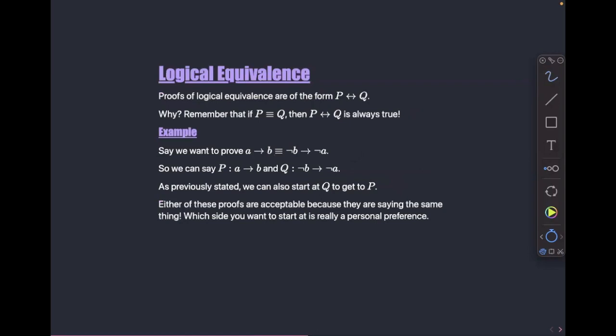And again, another very common one is our logical equivalences. So this is another biconditional proof. Say you wanted to prove that A implies B is equivalent to not B implies not A. Then you just make your P be A implies B and Q be not B implies not A, and then you can either start at P and get to Q, or since this is a biconditional proof, you could also start at Q and get to P. Either way is fine because it works in both directions.